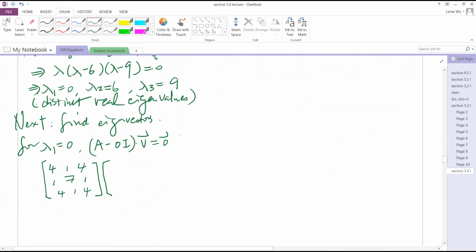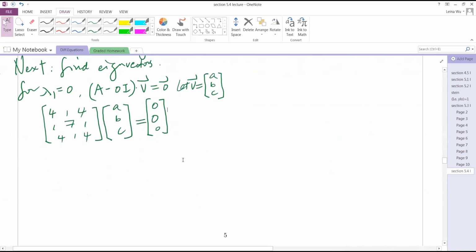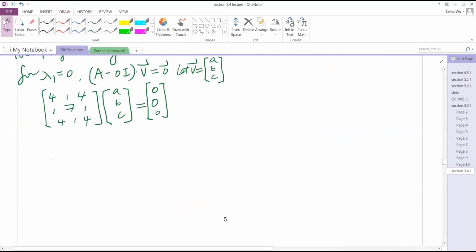This time you can say let V contain 3 elements, A, B, C. So A, B, C equals the 0 vector. It should contain 3 zeros, right? You guys okay?